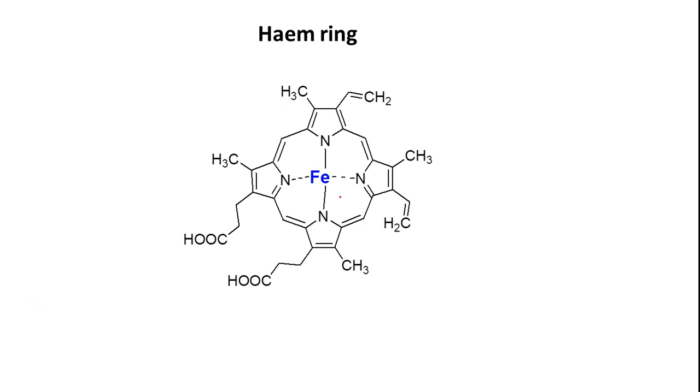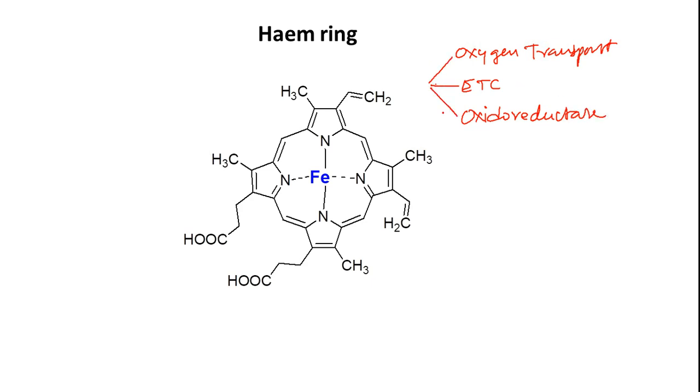Heme ring is a very important chemical constituent in our body because it is a part of our oxygen transport, because it is there in the hemoglobin, and then electron transport chain, the proteins involved in electron transport chain, and it is a very important cofactor in several oxidoreductase enzymes. Okay, so that's the reason why heme ring biosynthesis as well as metabolism is tightly regulated, and it is of very high biological significance.